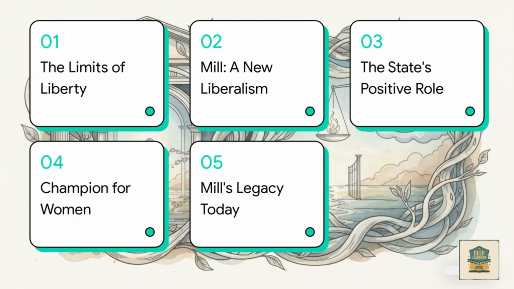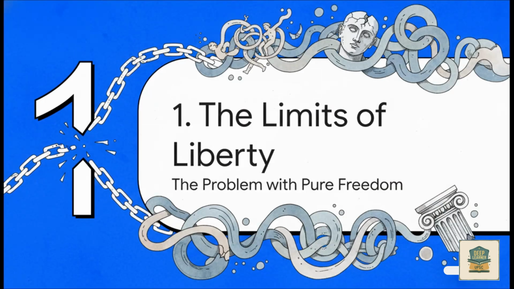Okay, so here's our game plan. We're going to start with the problem Mill was trying to fix, then jump into his radical solution, see how it plays out with big issues like women's rights, and then we'll wrap up by looking at how his ideas are still shaping our world. Let's do this.